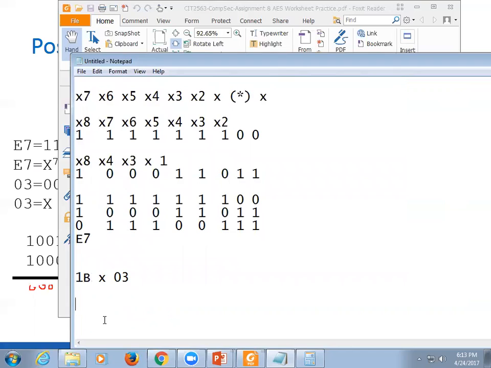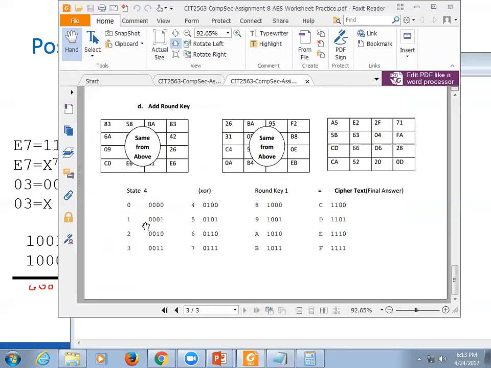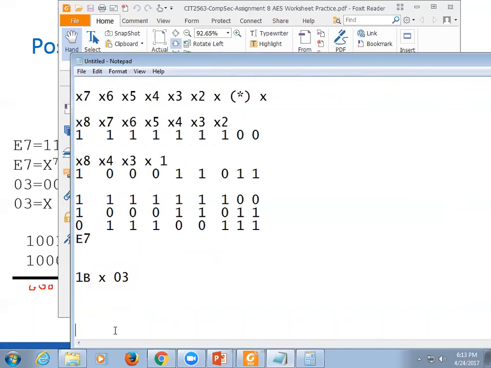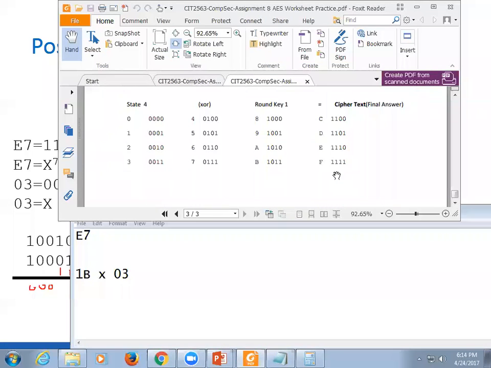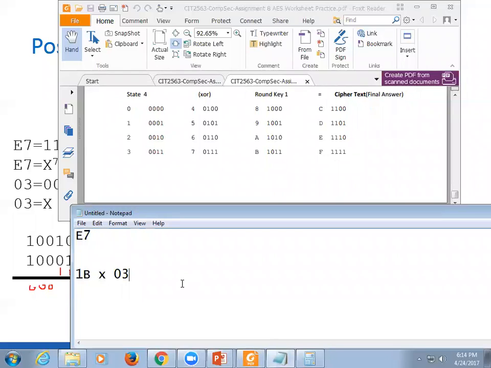Okay, so 1 is tough. 0, 0, 0, 1. Man, this guy's a genius. So, like it shows, right? I'm going to make this so I can see it all at the same time. So 1B, we know 1 is 0, 0, 0, 1, and B is 1, 0, 1, 1. Okay? And 3 is 0, 0, 1, 1. You have to put the zeros in front of it.